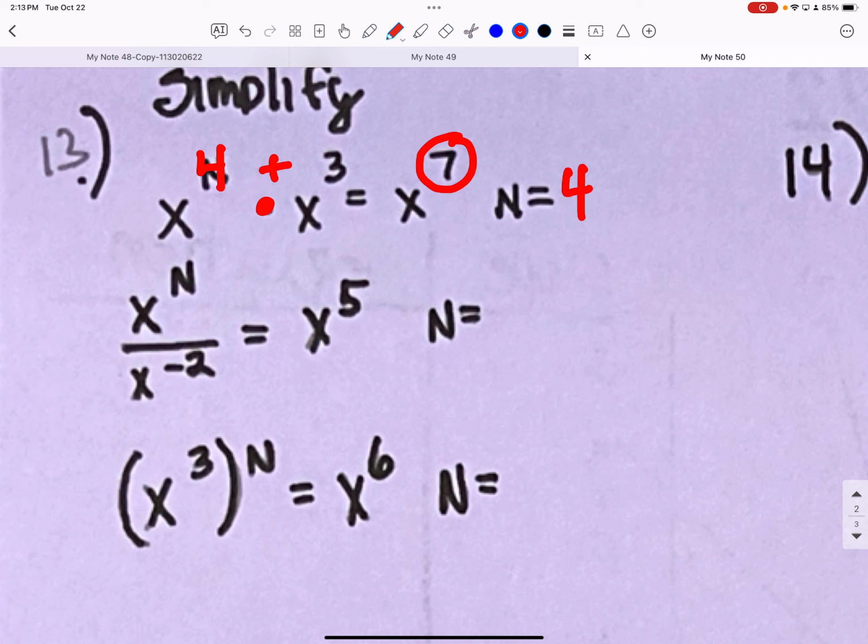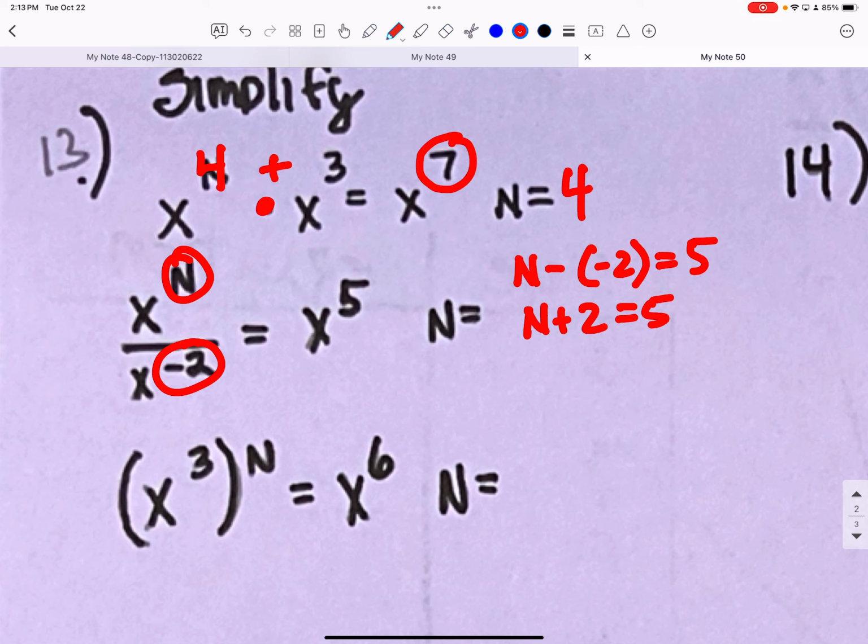All right, let's see. X to the n divided by x to the negative 2 equals x to the 5th. So it needs to be n minus negative 2 equals 5, right? Because we do subtraction. This one's subtracted by negative 2. So actually, n plus 2 is 5 because subtracting a negative 2 is a negative of a negative. We minus 2, and n needs to be 3. So this number needed to be a 3. So x to the third, 3 minus negative 2 is 5.